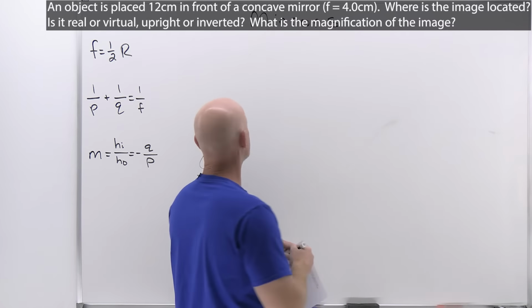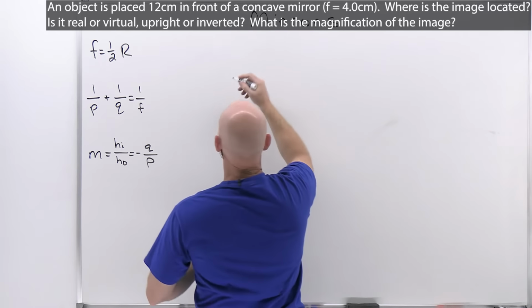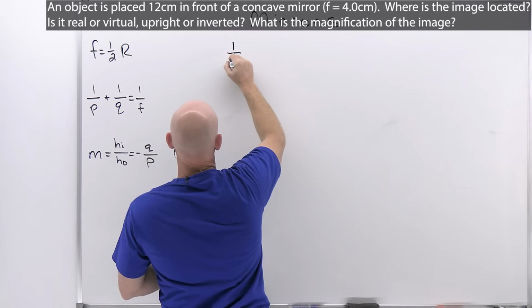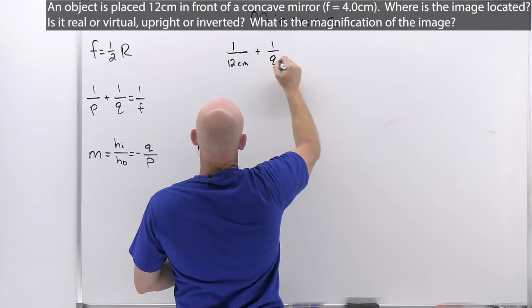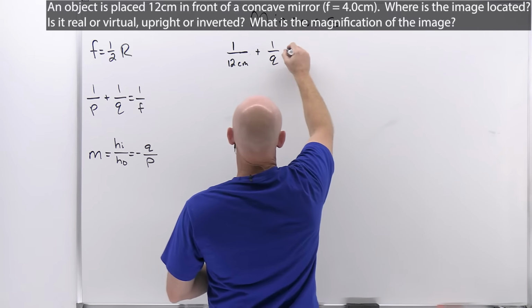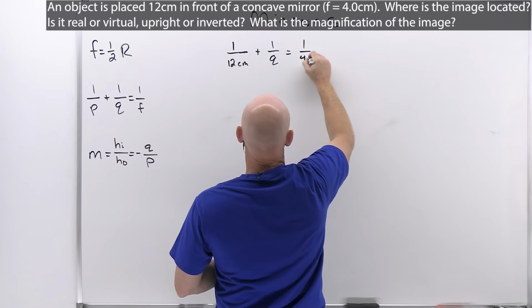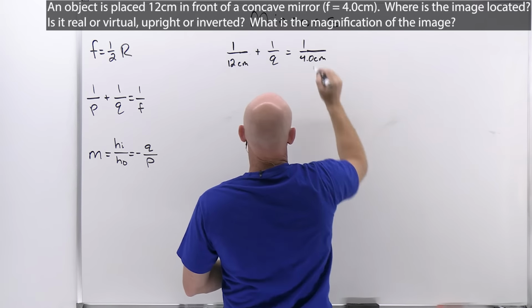And so in this case, we go to plug this into the mirror equation. We're going to have 1 over the object distance, which is 12 centimeters, plus 1 over Q, which is what we're going to want to solve for, equals 1 over the focal distance, which was given as 4.0 centimeters. And we could solve for Q.